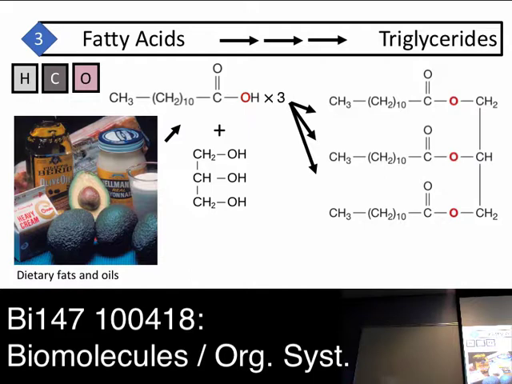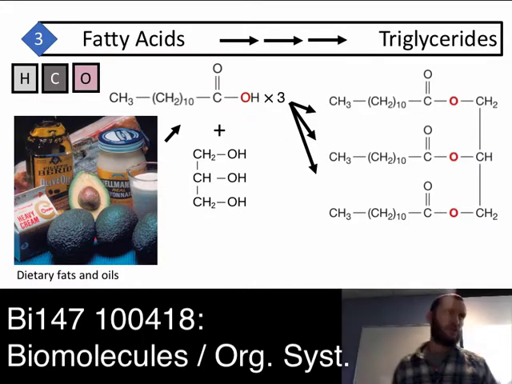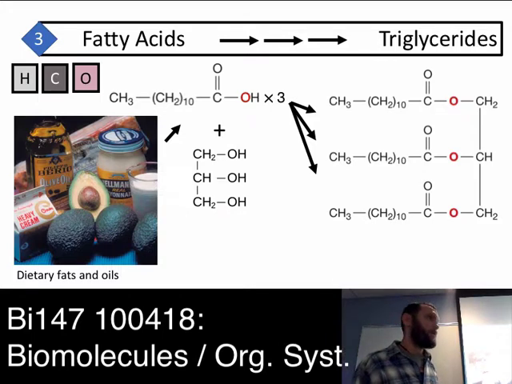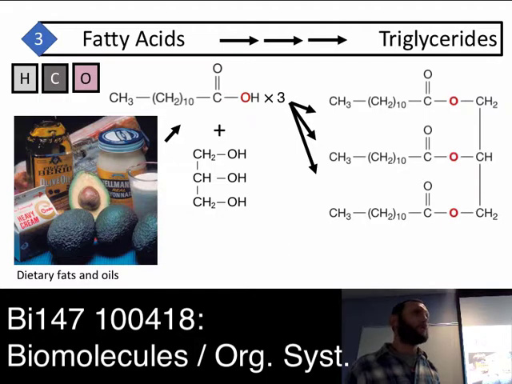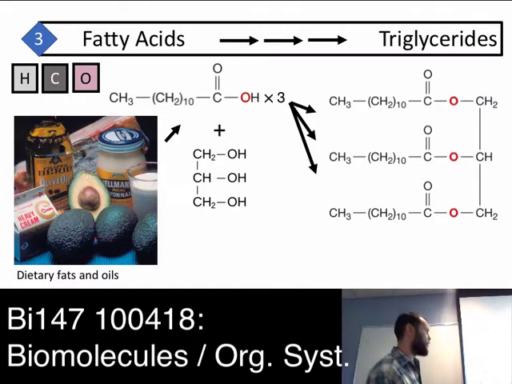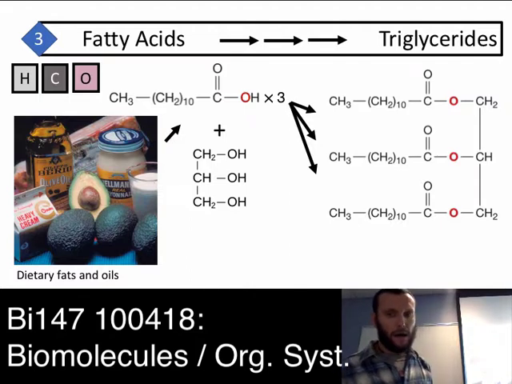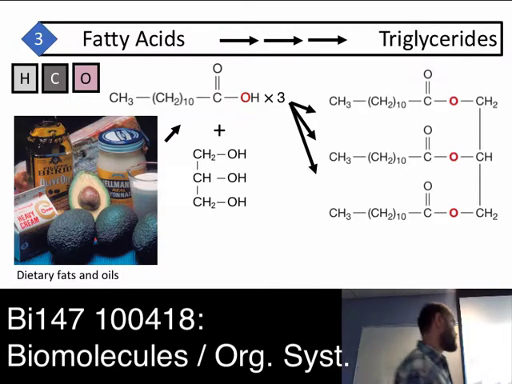We have 3 of these esters. This is what we call it. You've probably heard the term triglyceride before, maybe. Heard people talk about their blood lipids, the fats in their blood. So what I'm showing you seems like, well, why do we call this triglyceride?